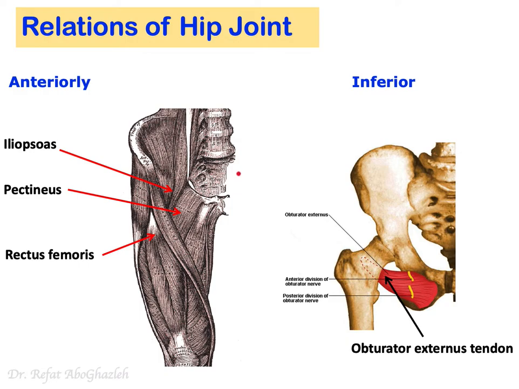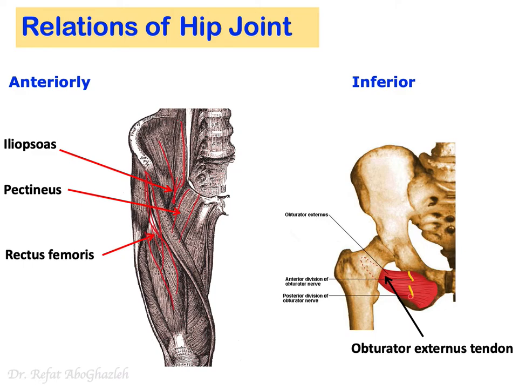Now let us talk a little bit about the relations of the hip joint. Simply, if you look anteriorly, you will see that the hip joint is covered by mainly three muscles. You know now, because we mentioned the iliopsoas. This is the iliopsoas muscle. This is number one, and you have the pectineus here and the rectus femoris muscle. So these muscles are located anterior to the joint: iliopsoas, pectineus, and rectus femoris.